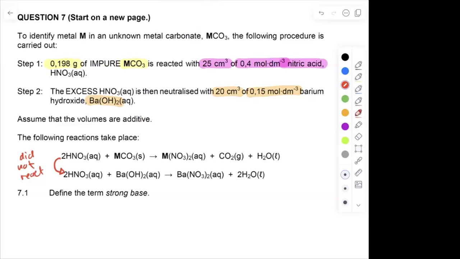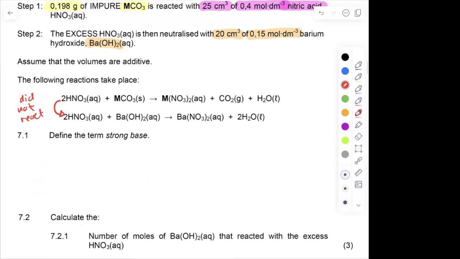So strong base, I'll just write it in here quickly. It's a base that ionizes completely in water. Excuse my spelling if I spell something wrong. I'm good at maths and science. I'm not good at English and spelling, but we'll get it through as long as you get the point, right? Okay, so it ionizes completely in water. And then it also creates a higher concentration of H3O plus. But if you got that, you should get the marks for that particular question, right?